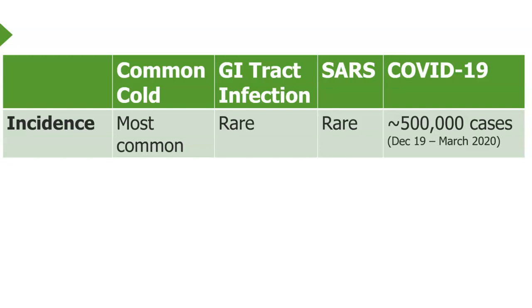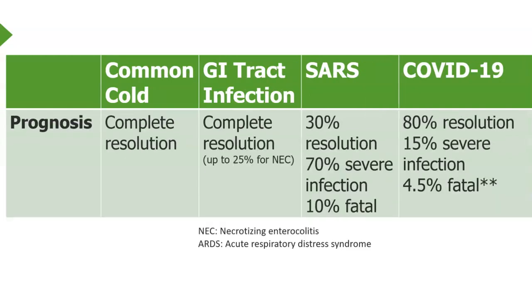So that's just to give you a reference. Common cold, yeah, we don't even track those. GI tract infection, SARS, those are very rare. But the disease caused by SARS-CoV-2 or COVID-19 are prolific, or, as been decided by the World Health Organization, a pandemic. Now, the prognosis. Most people survive a common cold, right?